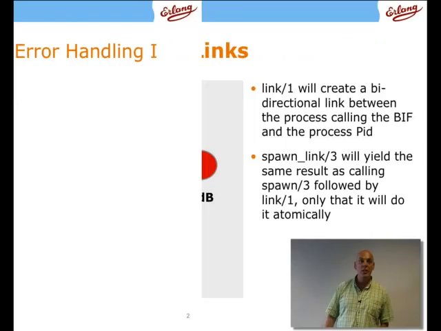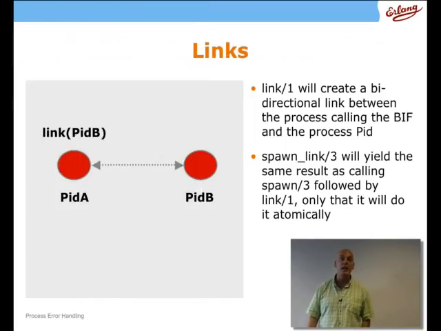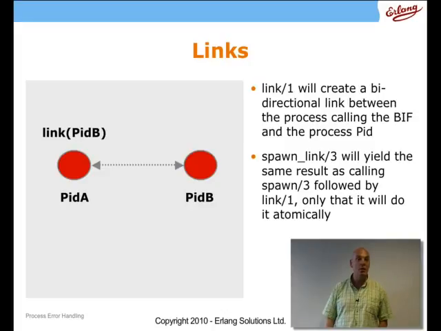Okay, so let's start by looking at the idea of links. The BIF link that takes a single argument creates what's called a link between two processes. The process that calls the BIF and the process whose PID is passed in as argument. So for example, in the picture you see there, we call link with argument PID of B inside the process PID of A, and that's created a bidirectional link between the two.